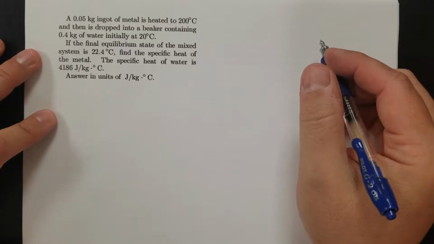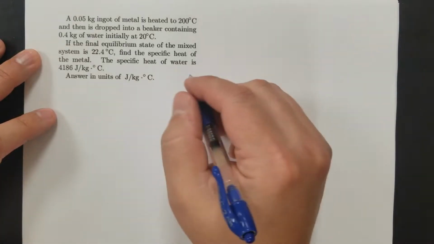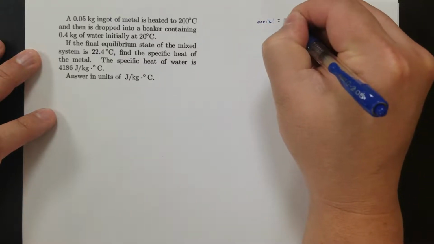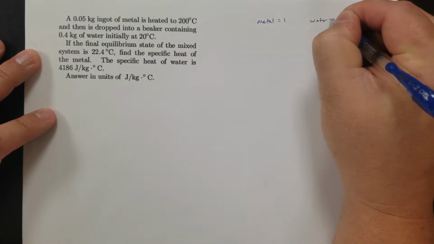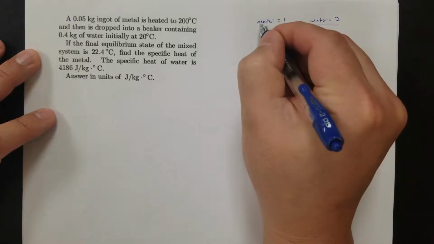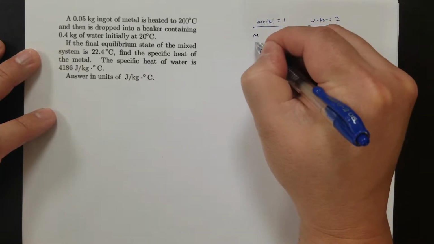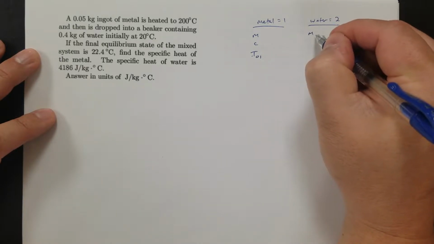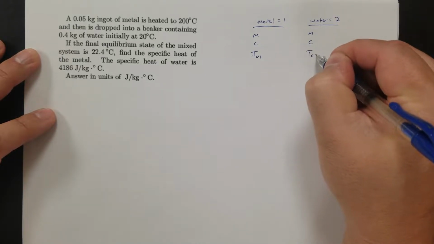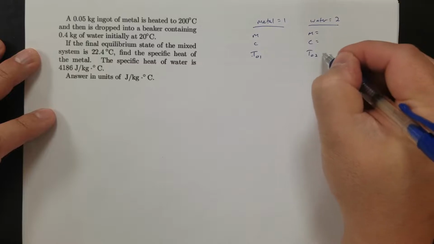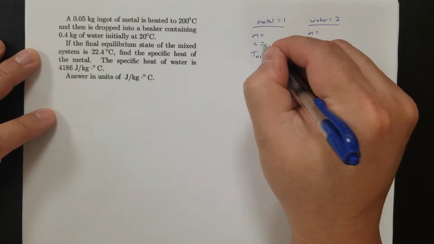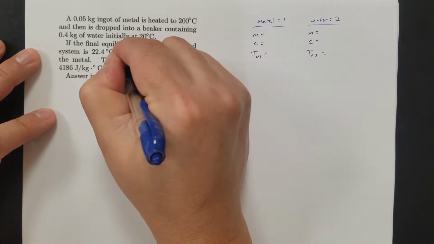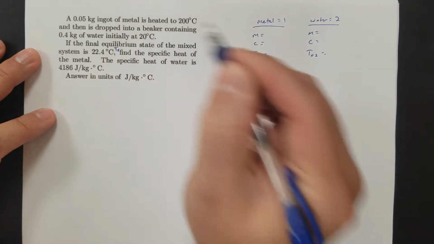Okay, so let's refresh you. So again, it's helpful. So we'll call this the metal 1 and the water 2, right? So M, C, and then your initial 1, M, C, and your initial 2, because they both have the same final temperature, right? So that number right there, equilibrium temperature, that's TF.